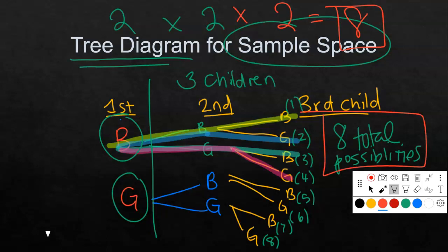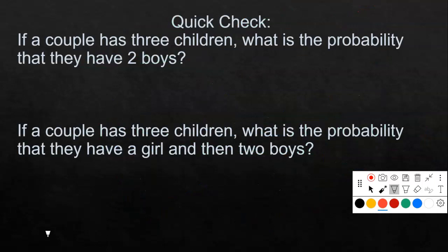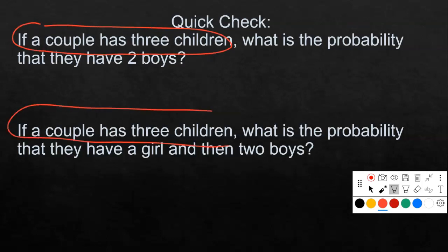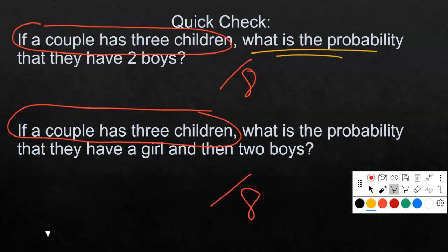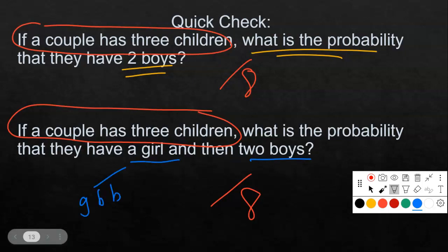So basically, figuring out what the total possibilities are will help you, because if the probability question starts with, if a couple has 3 children, and we are writing fractions to represent our probabilities, 8 would be the denominator. Those are the total possibilities. And then the numerator would be the probability of having 2 boys, if I was answering that question. And in this case, it's more specific, a girl and then 2 boys. So that would be the G, the B, and then the B.